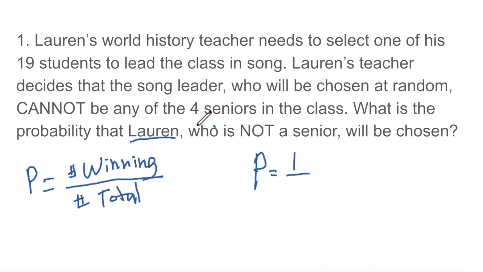But wait. It cannot be any of the four seniors in the class. So if it's one of these four seniors that gets picked, we're just going to go back and draw another one until we get one of the non-seniors. So how many non-senior students are there? Well, 19 minus 4. So actually there are 15 eligible people to be picked. So in this case, the probability of Lauren being picked is 1 out of 15 because there are 15 non-seniors in the class.